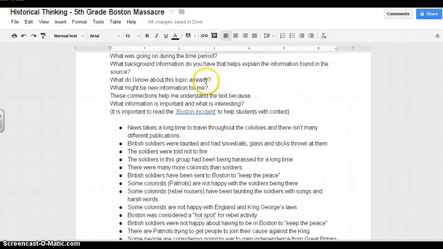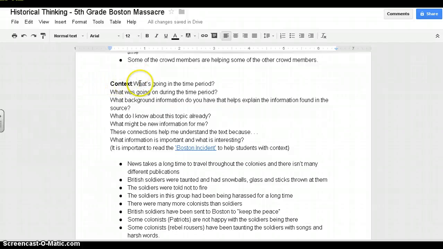Now the next step in this process is looking at context, and what that means is what's going on in the time period. Okay, so you're asking students what background information they have that explains the information found in the source. What do they know about this topic already? And what might be new information for me? In this particular situation of this engraving, reading the Boston incident will help students gain a little more context. You might not always have a specific piece that students could look at or read to build that context. It's actually a time for you to help them recall what they already know about what's going on.